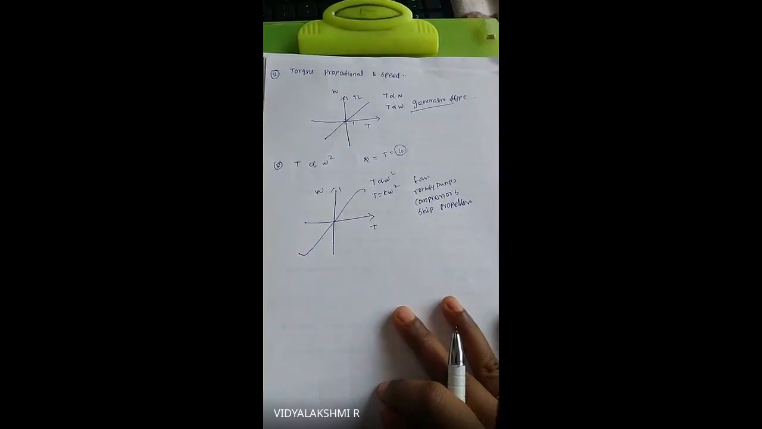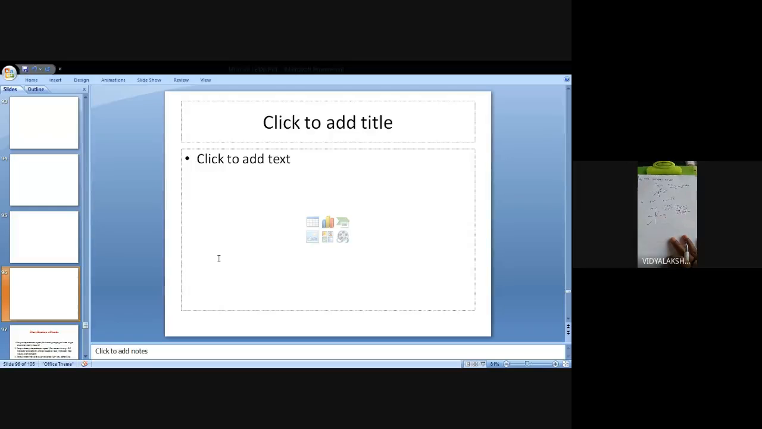I'm repeating once again. The torque is proportional to the square of the speed. If I increase the speed by a factor of 2, the torque will be 2 squared, which means it follows the square of the speed. This is what we use in the fan, rotary pumps, compressor and ship propeller.